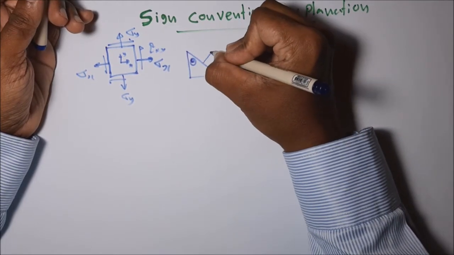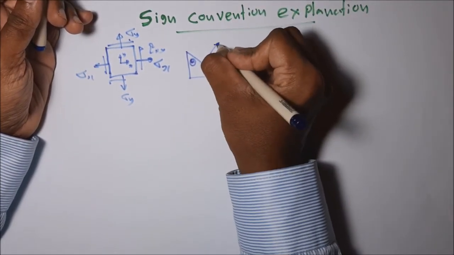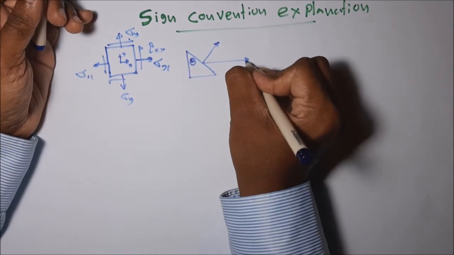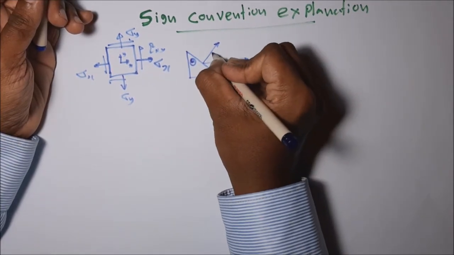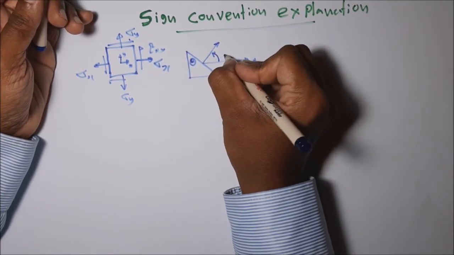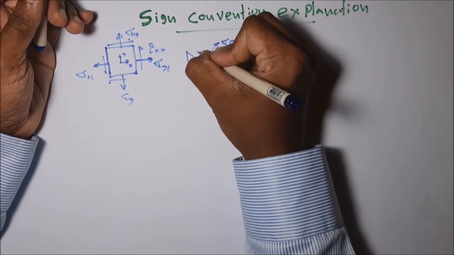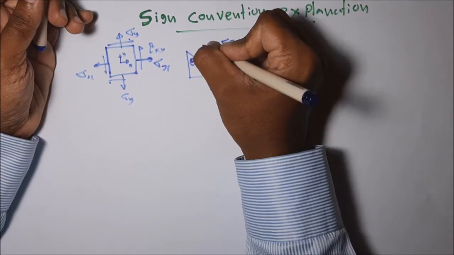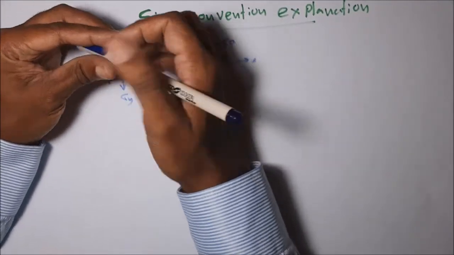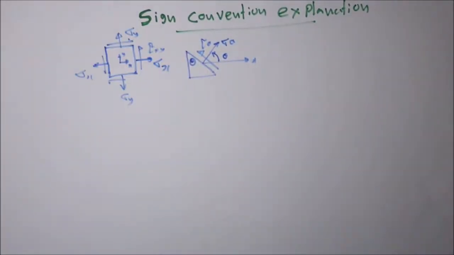Let's take this as the normal to the considered plane. This is the x coordinate direction. This angle is theta. Then this is sigma theta. Then this is tau theta.